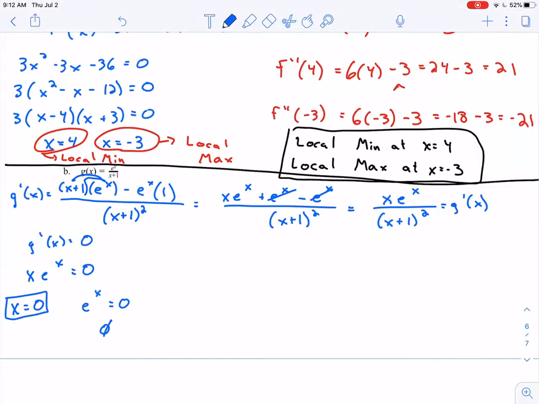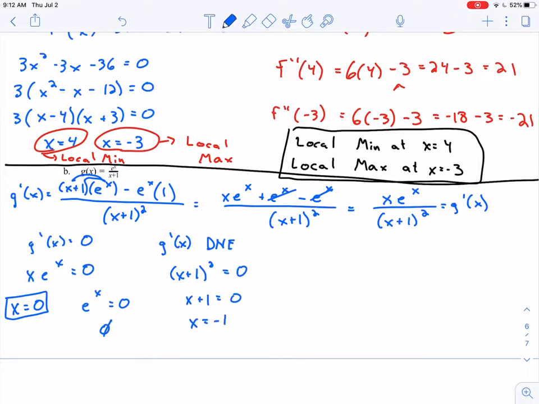Now, the second derivative test only works for critical points where your derivative is equal to 0, where we have that horizontal tangent line. But that's not the only place that local extrema can occur. We may also want to think about where g prime of x is undefined. Where does it not exist? In this case, I would take the denominator, x plus 1 quantity squared, set it equal to 0, which gives x plus 1 equals 0, so x equals negative 1.